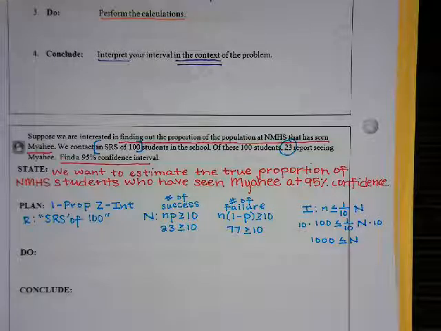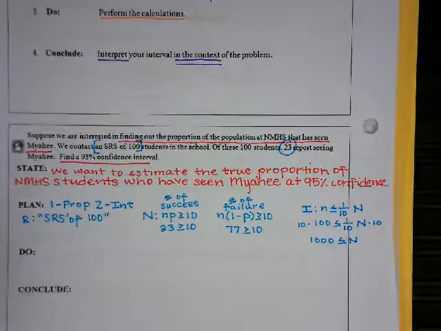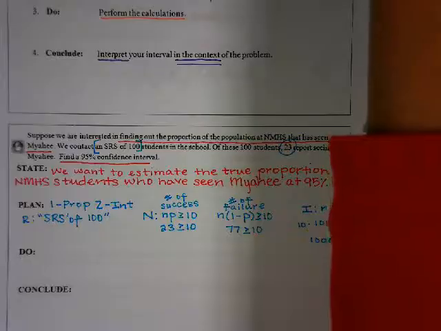Now, on the do part, I said perform the calculations. It is a calculator function. But if you're going to take the AP exam and you want to get full credit, you need to put more than just the calculator function and the answer. So I'm going to teach you guys to do it that way.